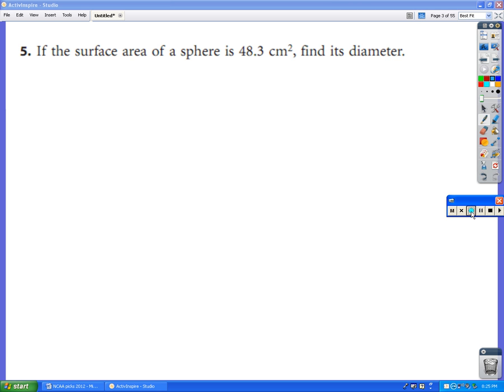Okay, so now for the last three on this worksheet, we need to do some things where, for the first couple, we're working backwards. So number 5 says if the surface area of a sphere is 48.3 square centimeters, find its diameter. Since they give us the surface area of a sphere, we need to set that equal to the formula for the surface area of a sphere, and then solve for r.